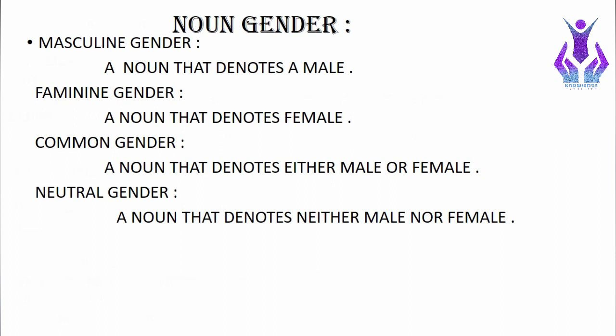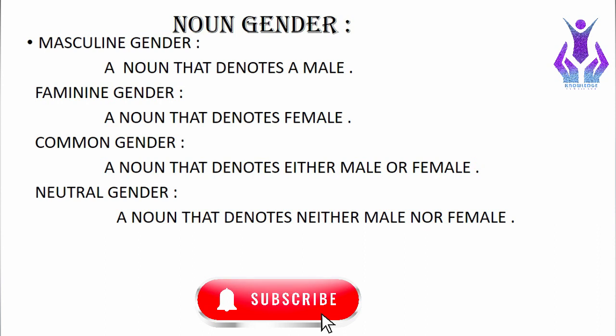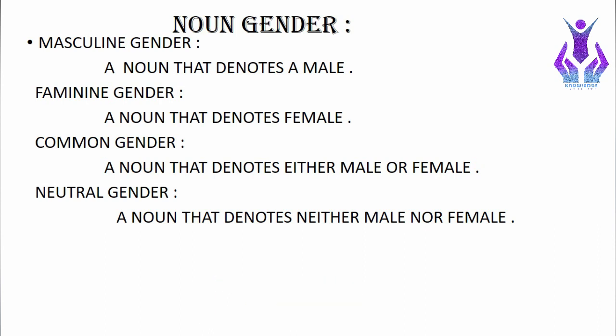The next is feminine gender, a noun that denotes female. For example, girl, lioness, heroine, etc. Common gender is a noun that can denote either male or female. For example, parents, friend, students, child, enemy, cousin. So these are common gender. We cannot say that it is either masculine or feminine. The next one is neutral gender, a noun that denotes neither male nor female. For example, tree, book, pen, something non-living is called neutral gender.